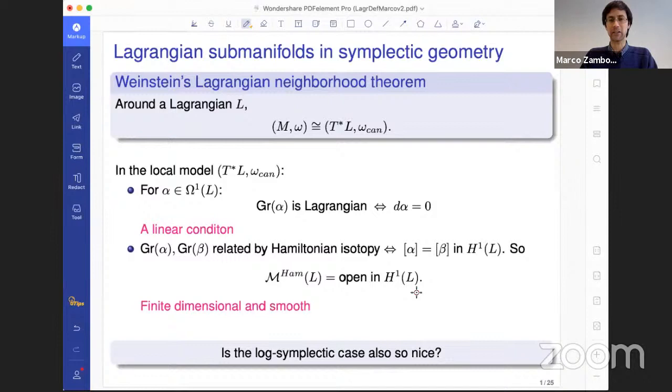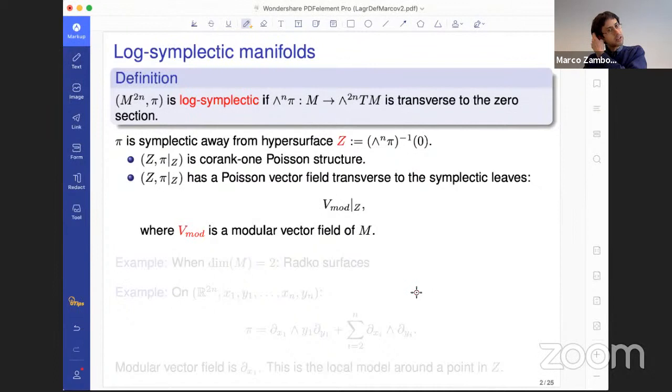Probably most of you in the audience already came across log-symplectic manifolds, but let me quickly go through them. These are Poisson manifolds. I will take the point of view of Poisson geometry. These are even dimensional Poisson manifolds such that the top power of the bivector field, which is a section of a certain line bundle, is transverse to the zero section. That's a generic condition. Because of transversality, you get a hypersurface, also called the singular locus, and it inherits a symplectic structure of co-rank one. So it's regular, the symplectic leaves have codimension one.